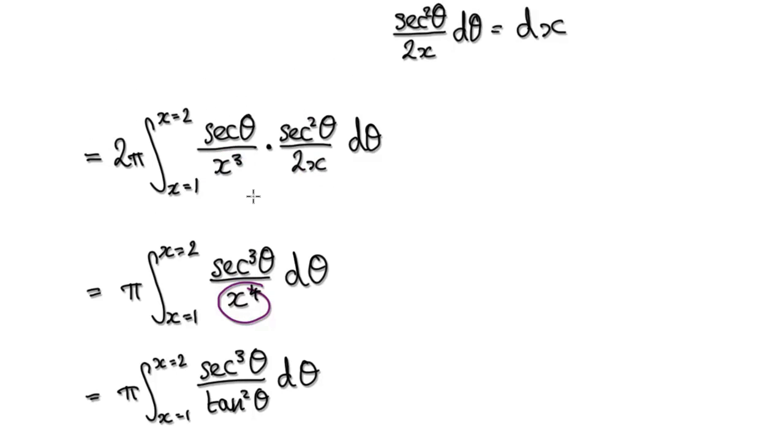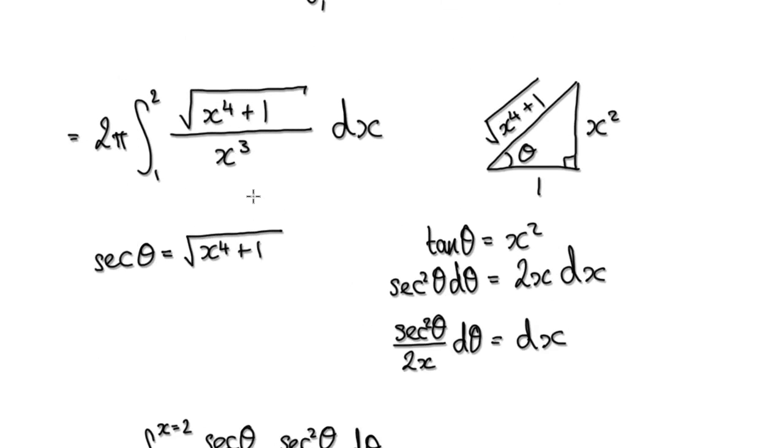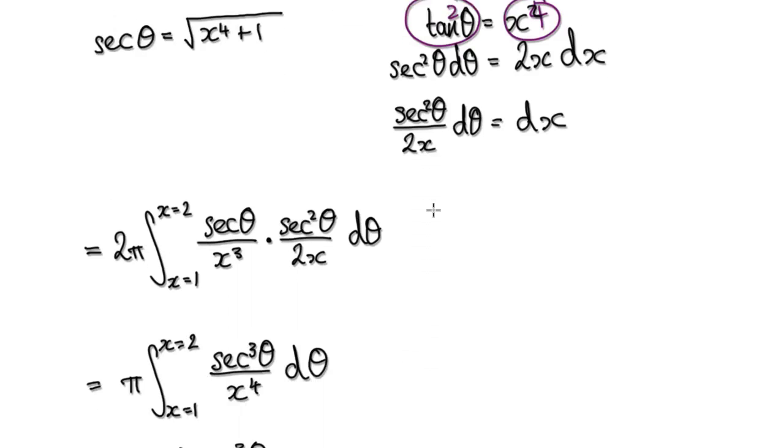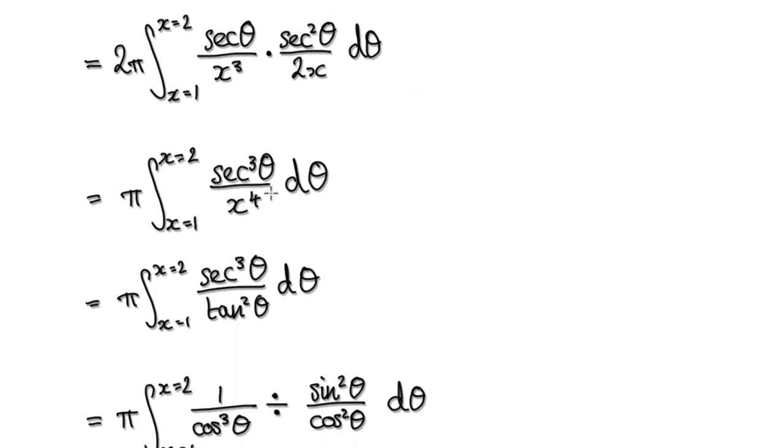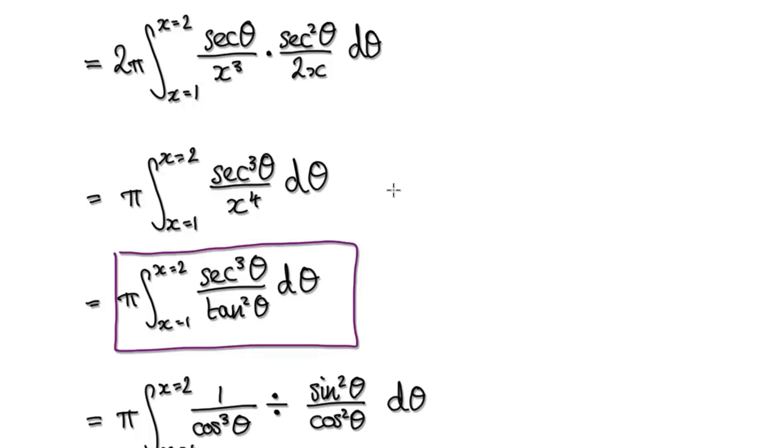Well, going back to our diagram, remember tan theta equals x squared. So if you square both sides, x to the power 4 is tan squared. So going back to here, x to the power 4 is tan squared. Okay, so we are currently at this stage here. I will continue in the next video.